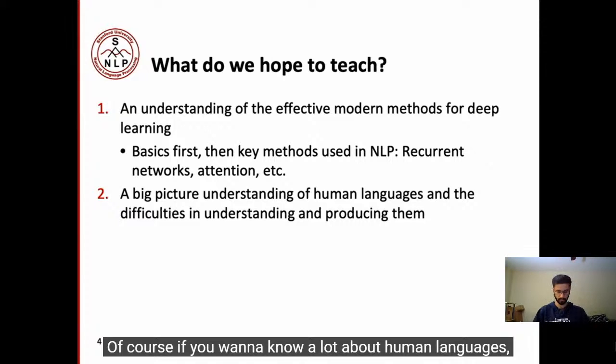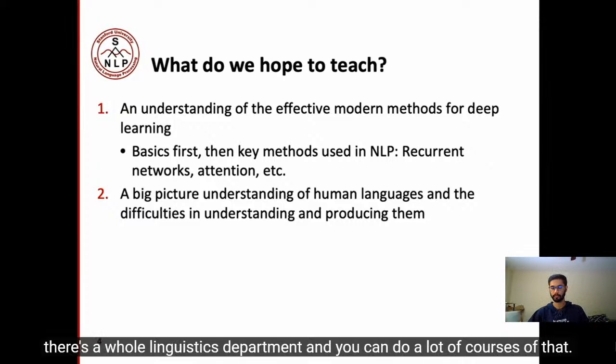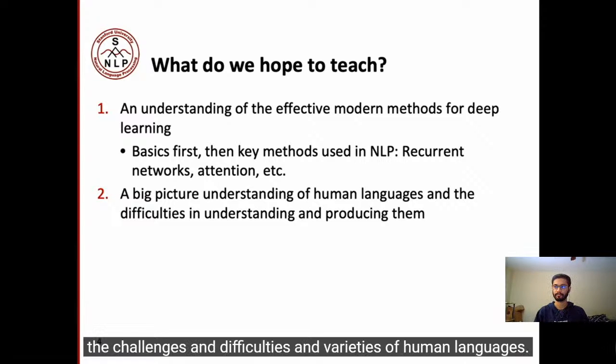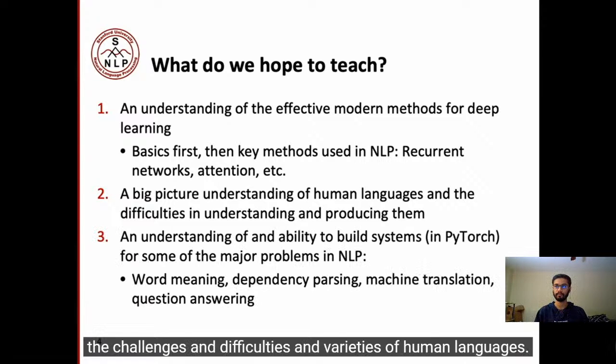Of course, if you want to know a lot about human languages, there's a whole linguistics department and you can do a lot of courses of that. So I want to give at least some appreciation so you have some clue of what are the challenges and difficulties and varieties of human languages.